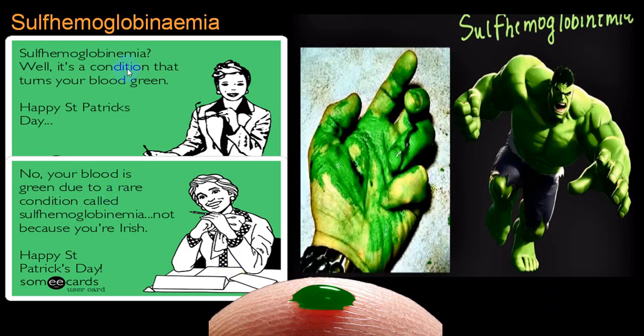In sulfhemoglobinemia, it will be greenish in color. That's why this particular picture has been put here. So the fingertips, palm, etc. will appear a little greenish in color. It is not because of the skin color. It is because of the hemoglobin color. And that is sulfhemoglobinemia. Do remember that.